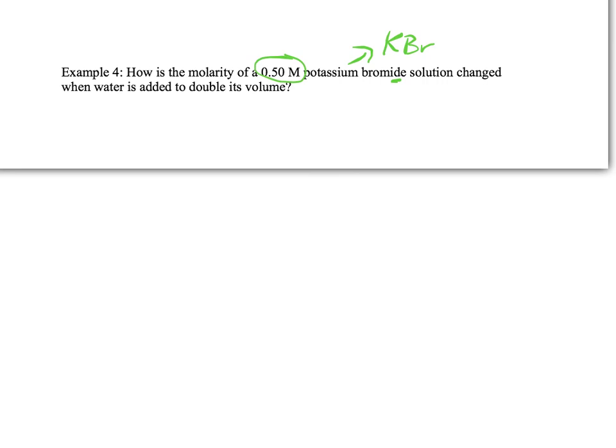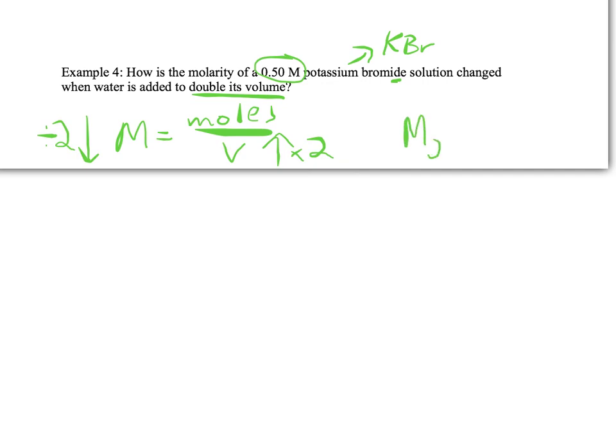You know the concentration is 0.5, okay? So if the volume gets doubled, well, we know molarity equals moles over volume. So if the volume goes up and it's in the denominator, that means the concentration must get smaller by the same factor. So if the molarity was at 0.5 molar to start, and we've doubled the volume, the new molarity, M2, is going to be half of that, 0.25 molar.